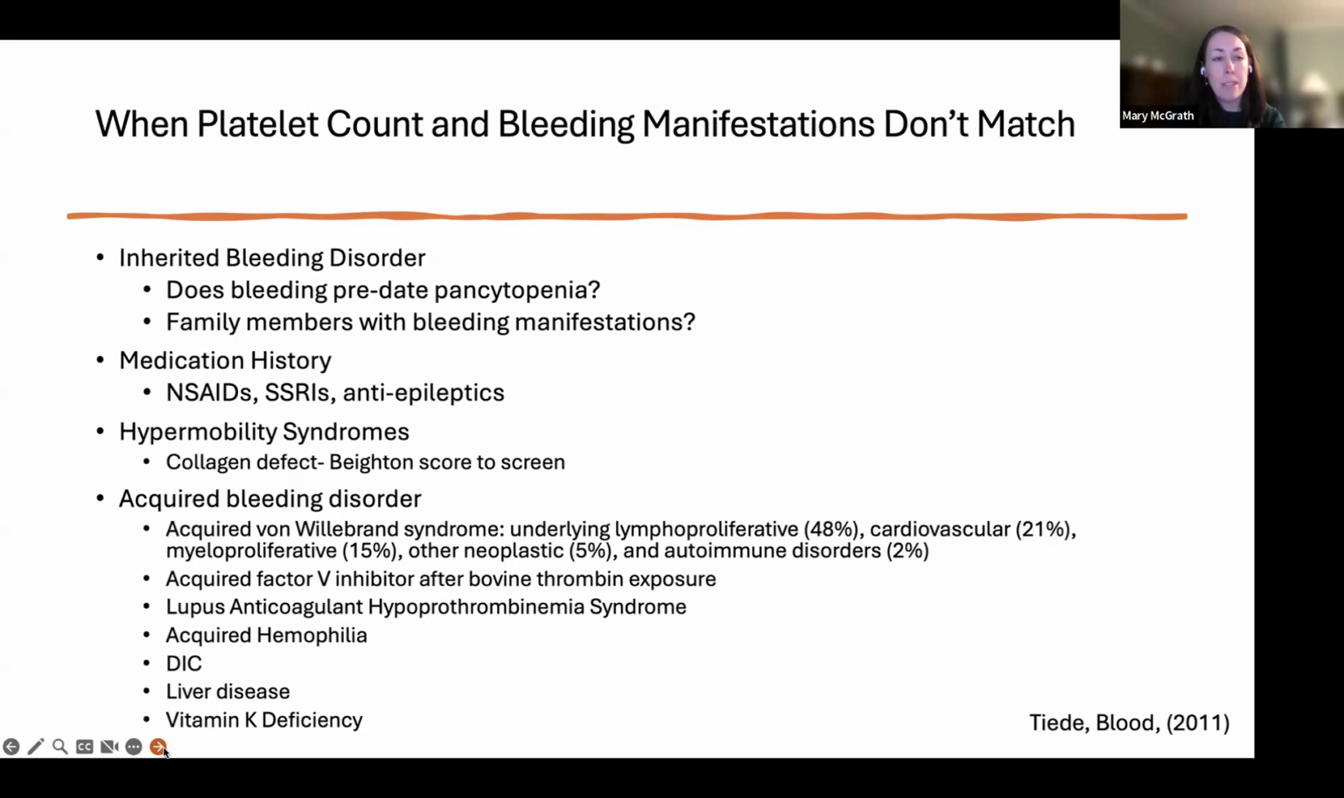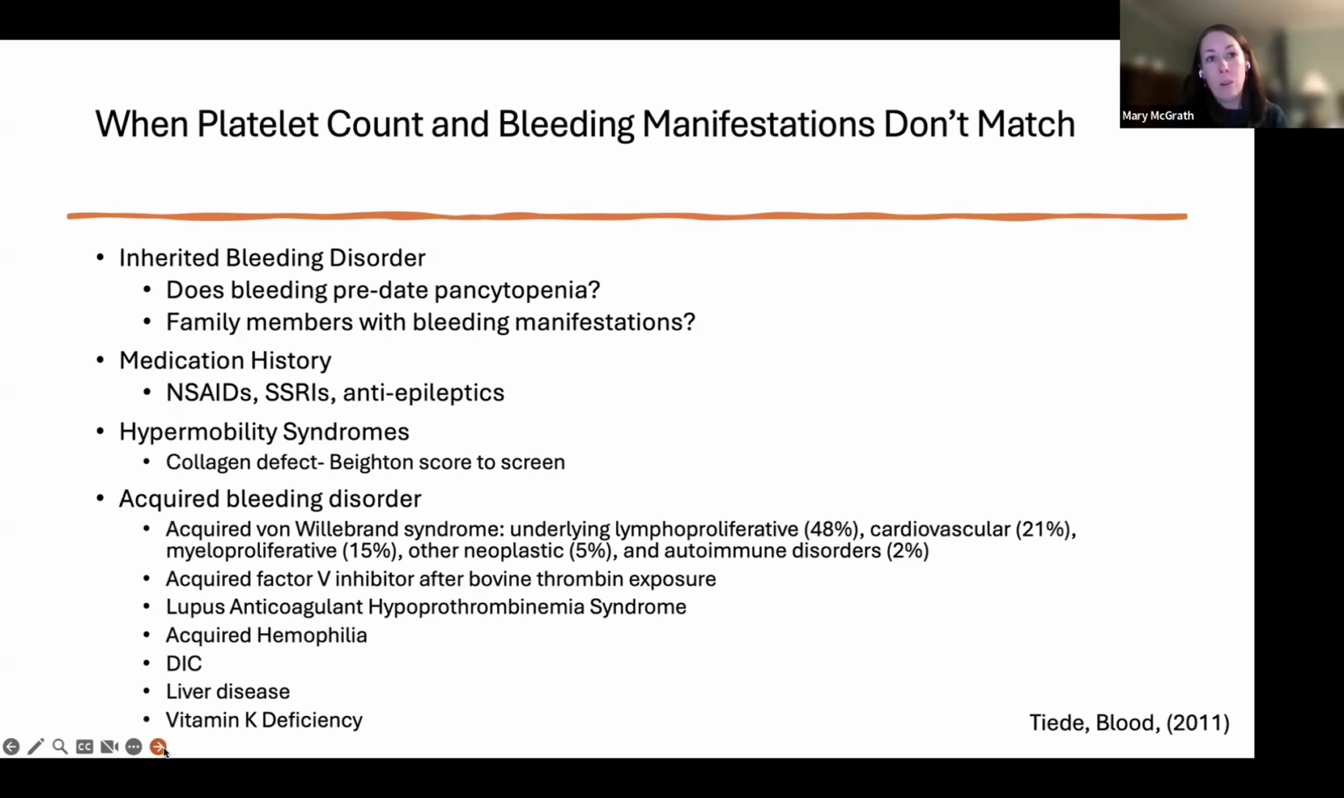And then lastly, it's also important to think about acquired bleeding disorders. Acquired von Willebrand syndrome in particular is associated with a variety of underlying disorders, including lymphoproliferative disorders, cardiovascular, myeloproliferative, neoplastic, and then other autoimmune disorders, including lupus, like our patient has. There are also some acquired bleeding disorders that are fairly common in addition to acquired von Willebrand syndrome, including DIC, which we're all familiar with, liver disease, and vitamin K deficiency.